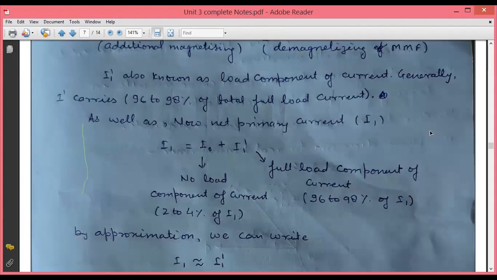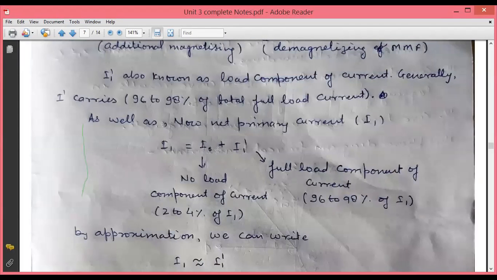Okay, so now the net primary current will become equal to I1 plus I0 dash. I1 will become equal to I0, which is the no load current when there was no load, and I1 dash is the load component of current. Generally, if we see the full load current of the transformer, this no load component of current is only 2 to 4% of the full load current, while the load component of the current contributes 96 to 98% of the net current.